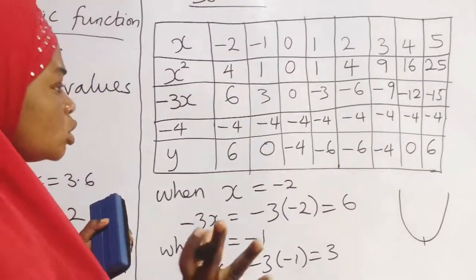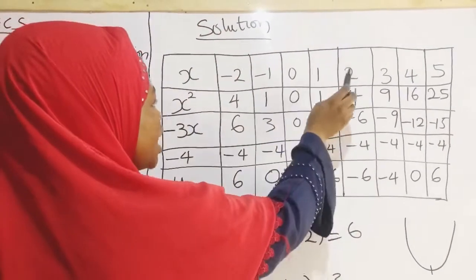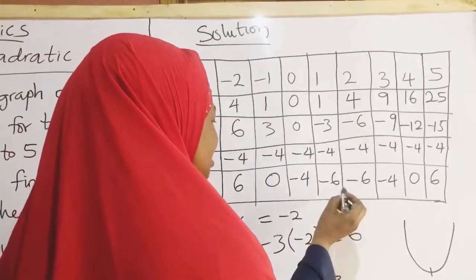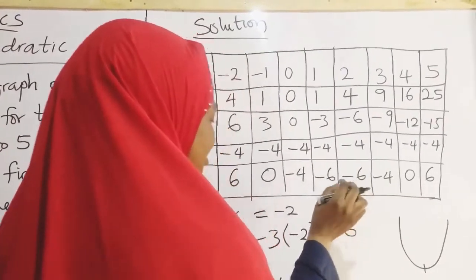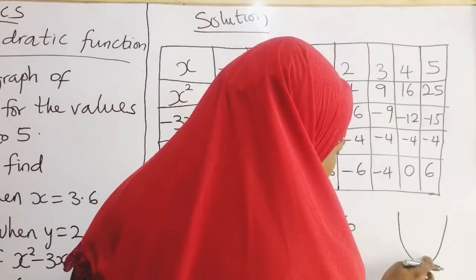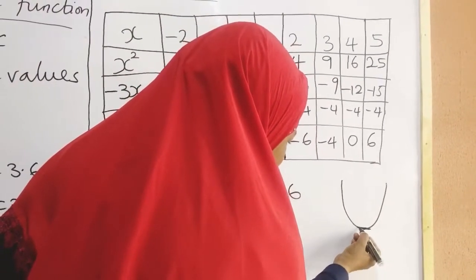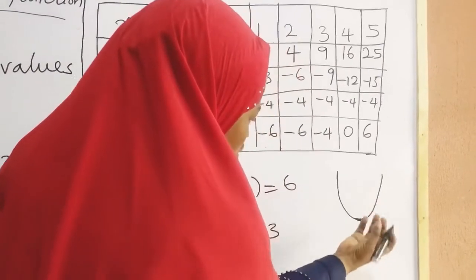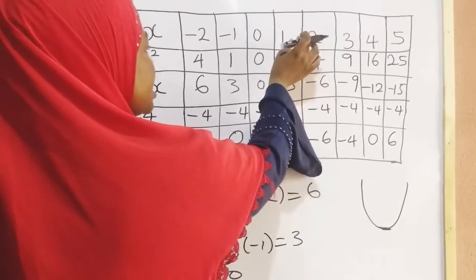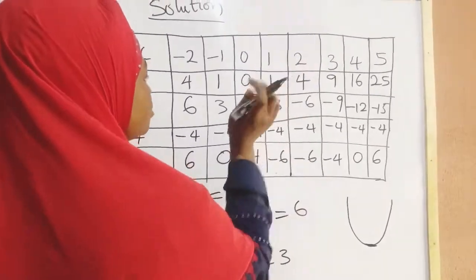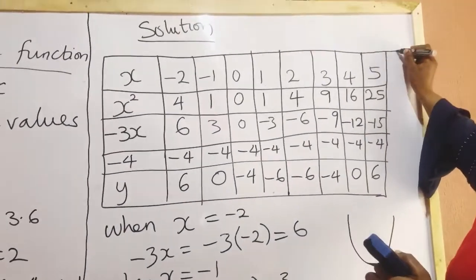But there's something I want us to check from this table. When x is equal to 1 and when x is equal to 2, you can see that they have the same value of y. That means when we want to draw the graph, the bottom point here will not come out very well. So we need to provide something in between 1 and 2. That is why we want to find the value of y when x is equal to 1.5.